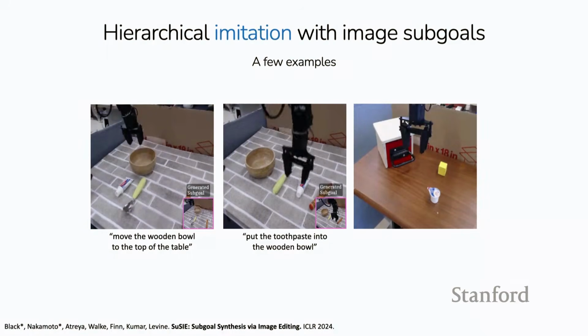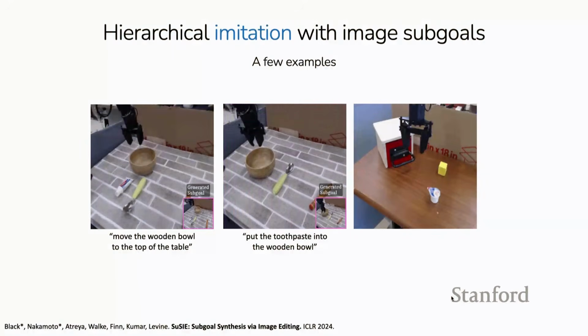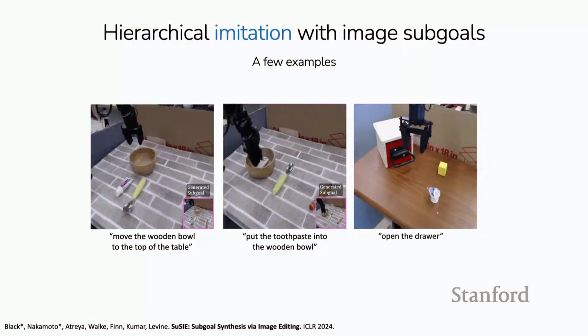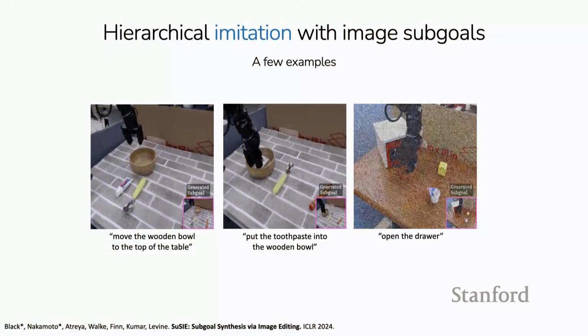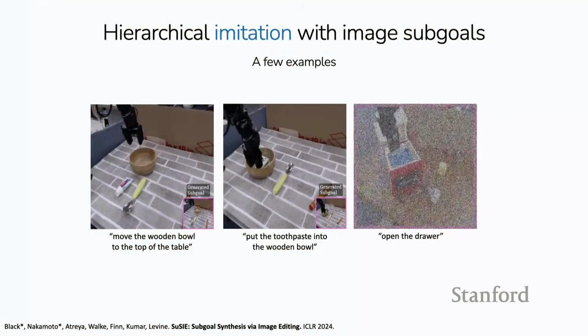So this one is putting the toothpaste in the wooden bowl. You can see that it generates these sub-goal images of, for example, holding the toothpaste above the bowl. It then reaches that. Then it generates a sub-goal of lowering the arm, and so the robot lowers the arm to complete the task. And in this last example, the goal is to open the drawer. The first sub-goal is to put the gripper on the handle. Then the next sub-goal is to move the gripper to the right so that it opens, and so forth.